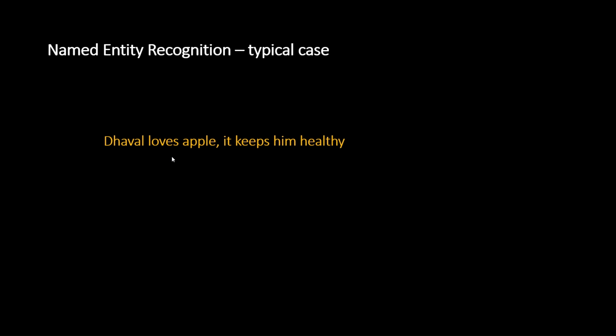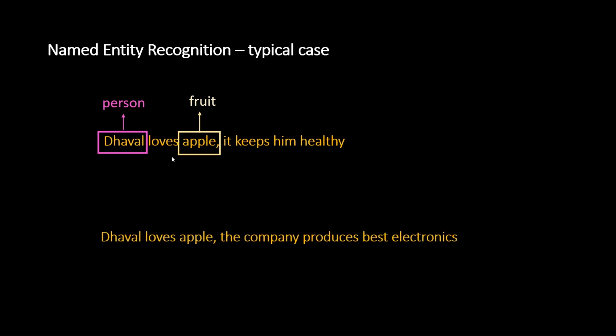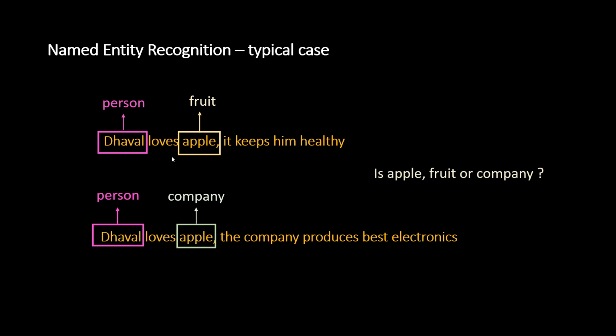Dhaval loves apple, it keeps him healthy. In this sentence, Dhaval is a person and apple is a fruit. Fine? Okay. Now let's look at another sentence. Dhaval loves apple, the company produces the best electronics. In this case, Dhaval is a person, and this apple is an organization or a company, right? So now the question is: is this apple a fruit or a company? How will the machine identify the same word apple differently in these two sentences?